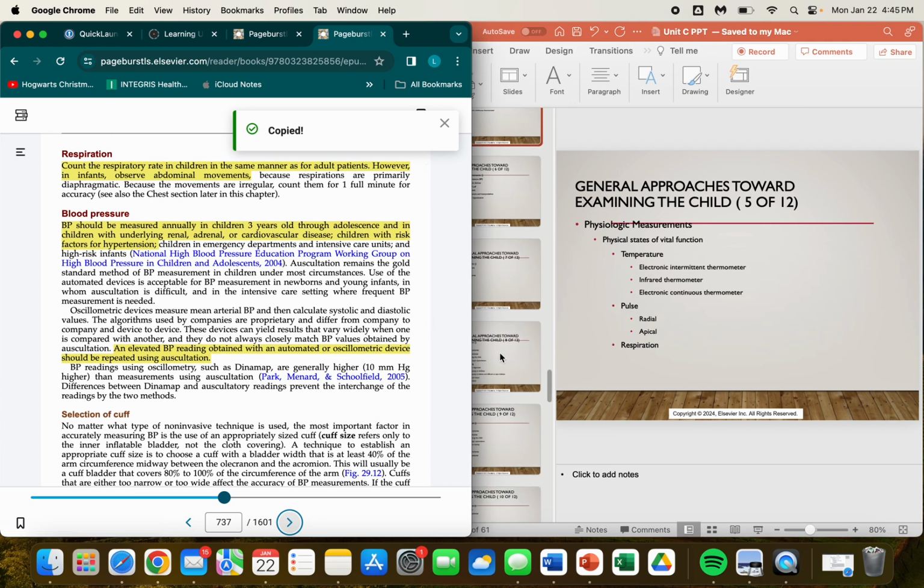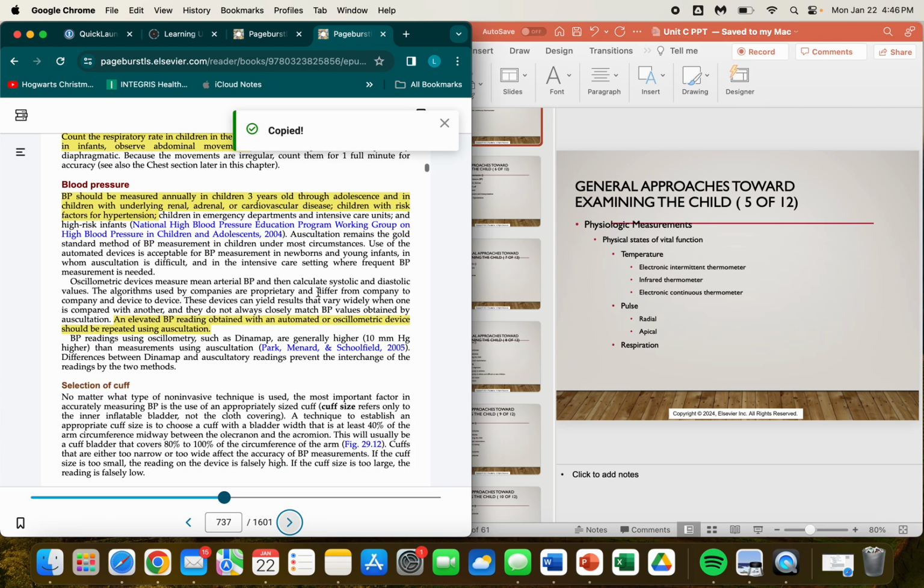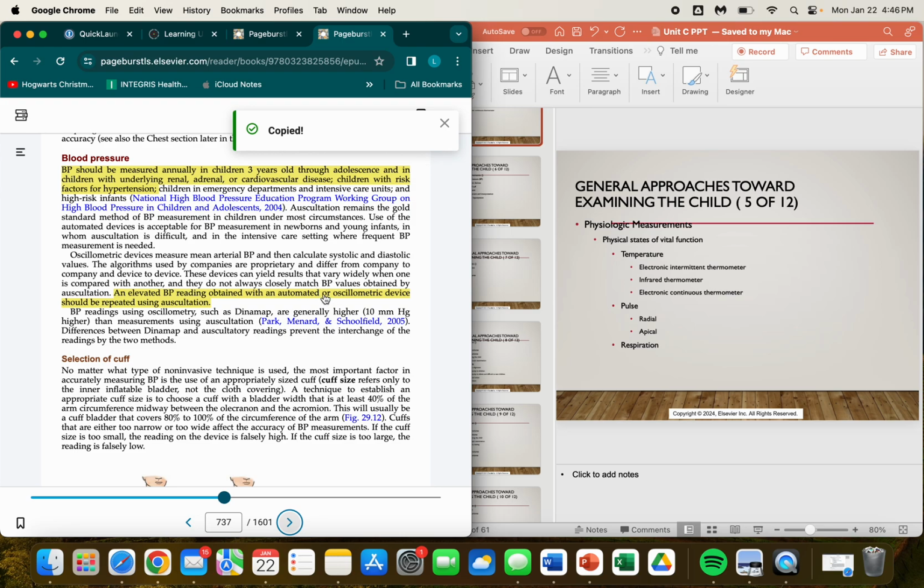When we talk about respirations, it is pretty much the same in kids as it is in adults. However, when we talk about monitoring infants, we want to observe abdominal movement because usually their respirations are diaphragmatic and you can see their abdomen move versus their chest. Blood pressure. They usually have that measured at least once a year in children 3 years old through adolescence. And if they ever have any other underlying issue, they would obviously want to assess blood pressure.